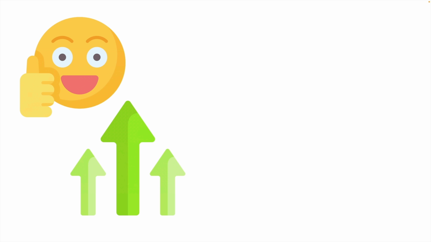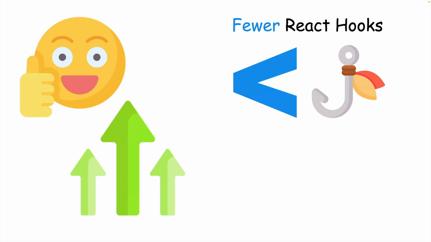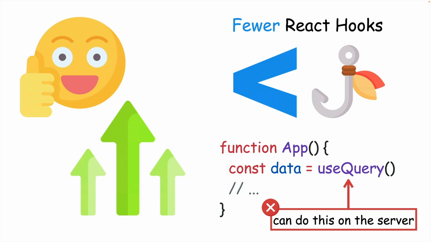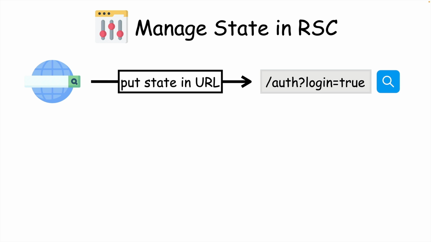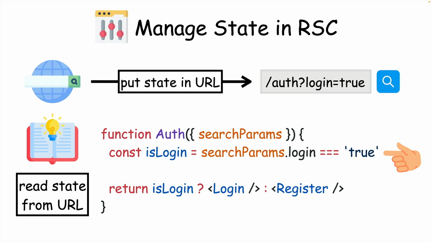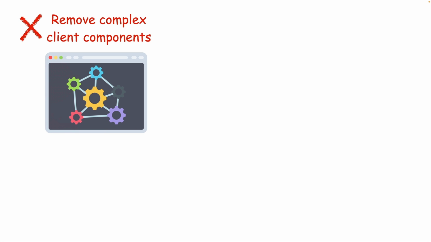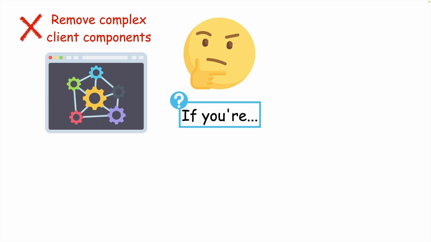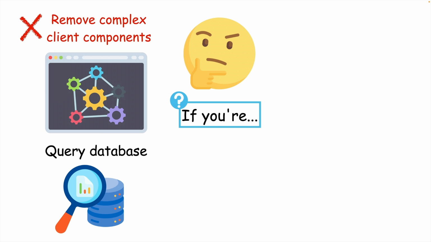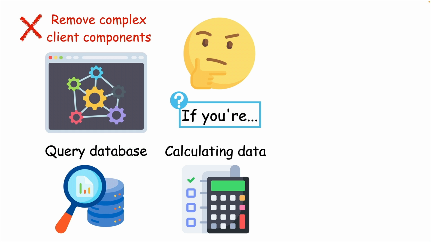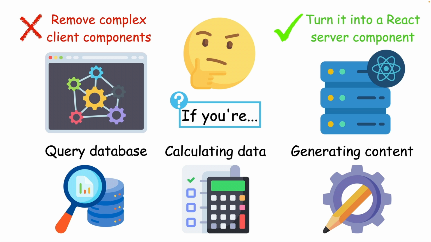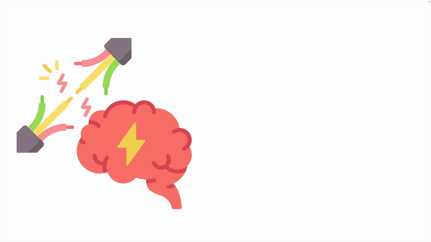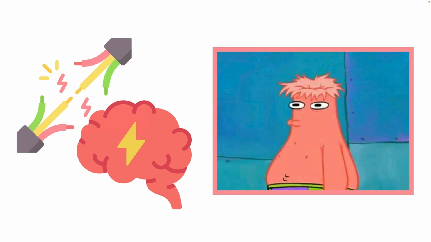Another big upside is that server components can help us use fewer React hooks, for example, in not having to use client-side hooks to fetch data. But also by managing state, by putting it in the URL, rather than putting it in a state hook. So before adding more complexity to the client side of your React app, ask yourself whether certain tasks such as working with your database, performing some calculation, or generating some content can be run on the server with a server component instead. Rewiring your brain to use React properly can be a real pain.